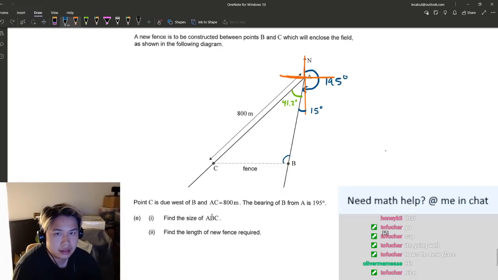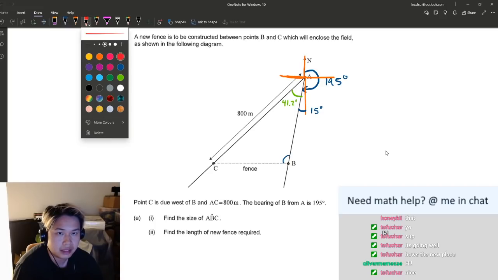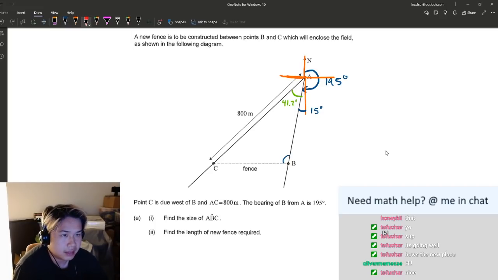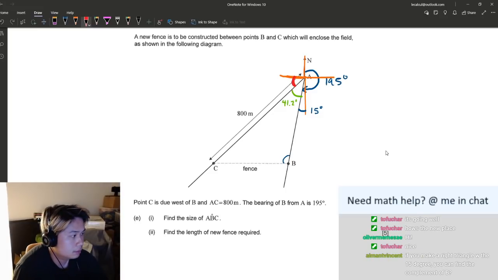And then we also know, what color should I do? I'll do red. We also know this angle, and I feel like this one's gonna help me out. Right angle with 15. Oh yeah, you can do that too. Oh nice, I was gonna do it this way. Find this one, and then you can find this one, then you can find this one. But let's do it Vincent's way. Let's just draw a right angle.